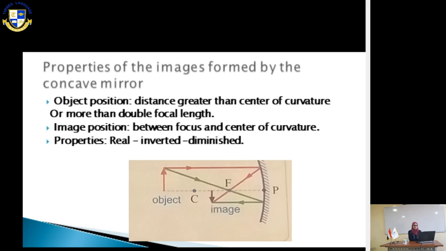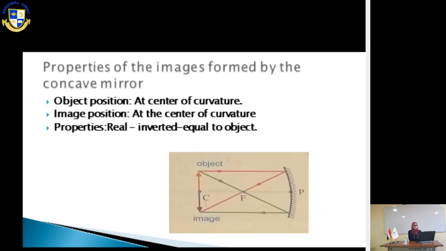Slide number 15. If we have the object standing on the center of curvature and the light ray falls on the concave mirror, it returns back and passes through the focus, and the image here is again on the center of curvature.